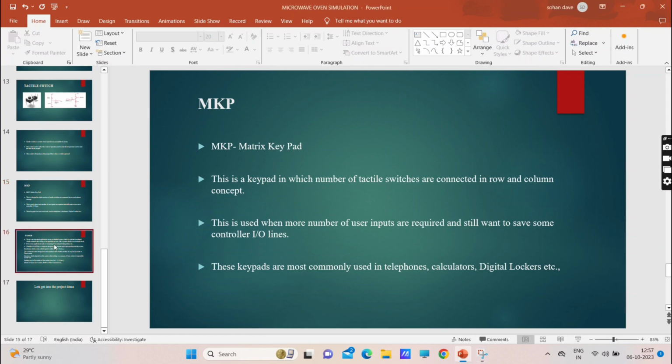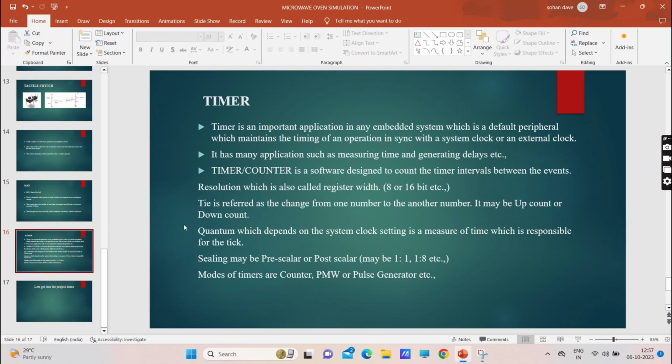Now we are going to talk about timers. A timer is a very important application in any embedded system, a default peripheral which maintains the timing of an operation in sync with a system clock or an external clock. A timer is basically one which counts, and it has many applications such as measuring time and generating delays, etc. A timer or counter is designed to count the time intervals between events.